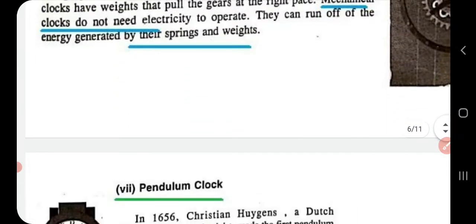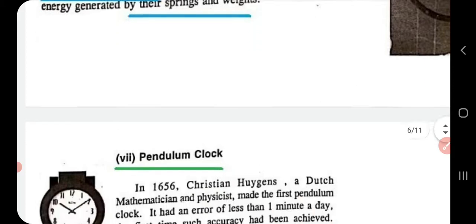You can just go through it. All these are very simple things. It's enough that you go through this one or two times, then definitely you will get the idea behind each of these clocks. Okay, nothing more to learn.